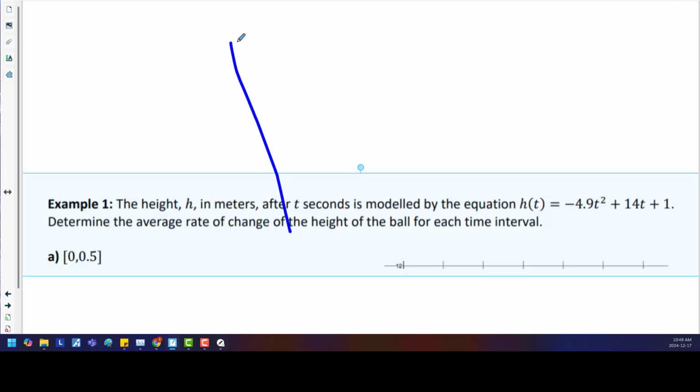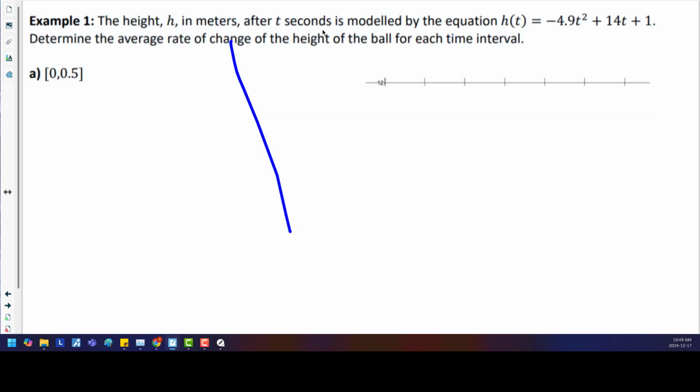Okay, let's say we have example 1. The height h in meters after 2 seconds is modeled by this equation. Determine the average rate of change of the height of the ball for each time interval. So the first interval is between 0 and 0.5. So these are my t values in this case, my independent variables.